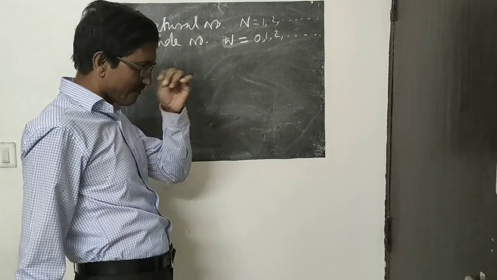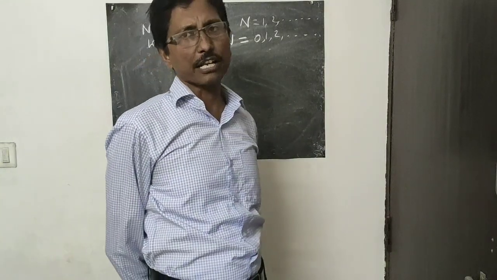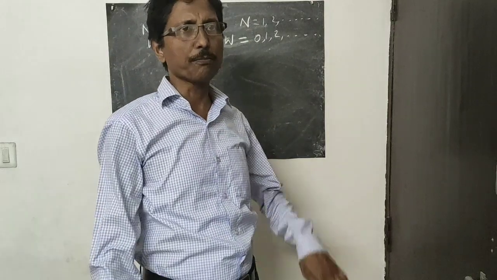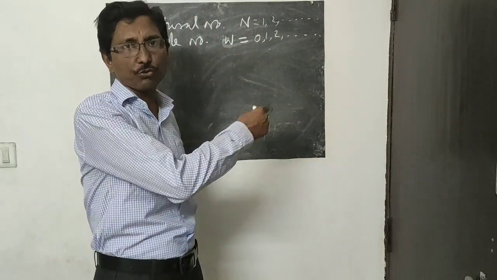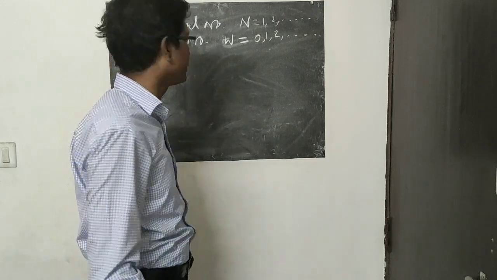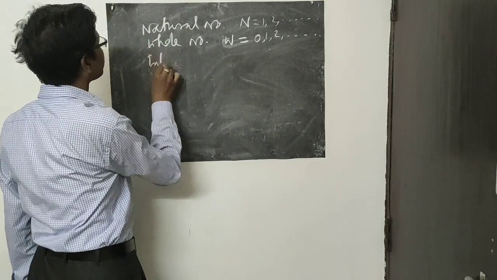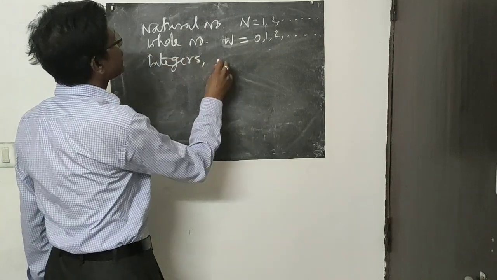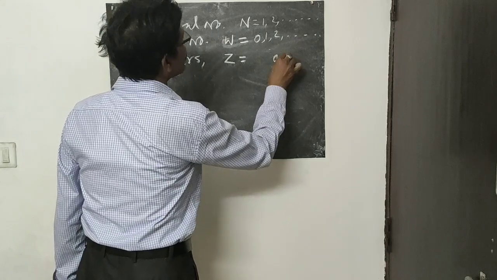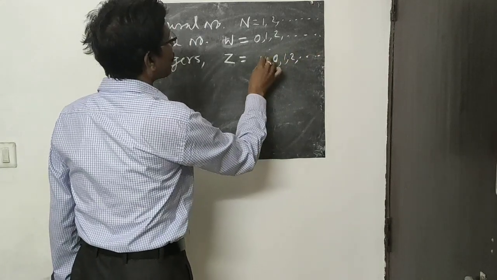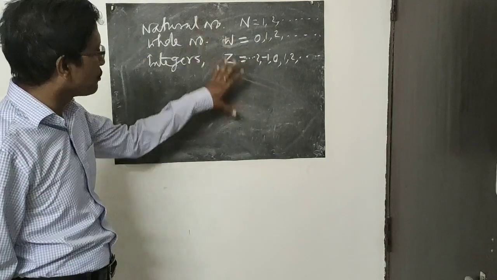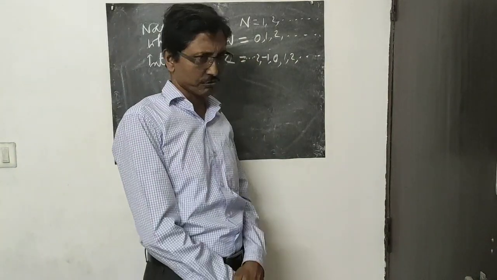But with the whole number, if you add negative natural numbers or negative counting numbers, means 0, 1, 2, 3, 4 like that, and with this minus 1, minus 2, minus 3, and so on, then it is called the integers. It is denoted usually by Z. So it will be 0, 1, 2, and so on, and also minus 1, minus 2, and so on. Now like this you have got up to that one also.